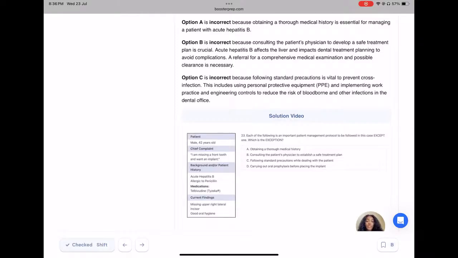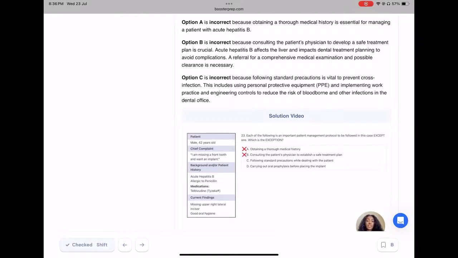So option A reads obtaining thorough medical history. This is required because the patient is suffering from acute hepatitis B, so this would be incorrect. Option B reads consulting the patient's physician to establish a safe treatment plan. So considering the patient has acute hepatitis B, you know this affects the liver. You want to refer to the patient's physician for a proper medical examination so that you can have clearance to continue with dental treatment. So this would be incorrect.